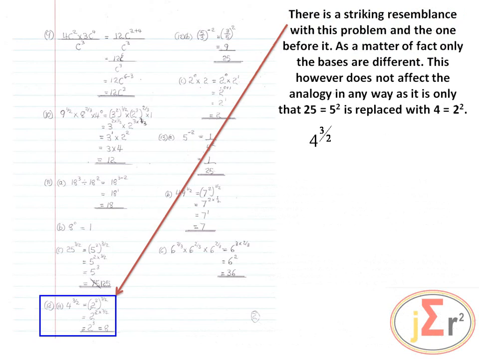There is a striking resemblance between this problem and the one before it. As a matter of fact, only the bases are different. This, however, does not affect the analogy in any way, as it is only that 25 is equal to 5 squared, and that is replaced with 4 is equal to 2 squared. So the analogy is very, very close.